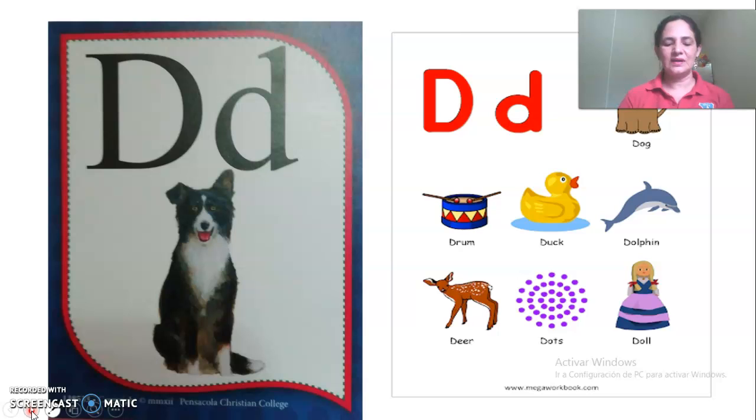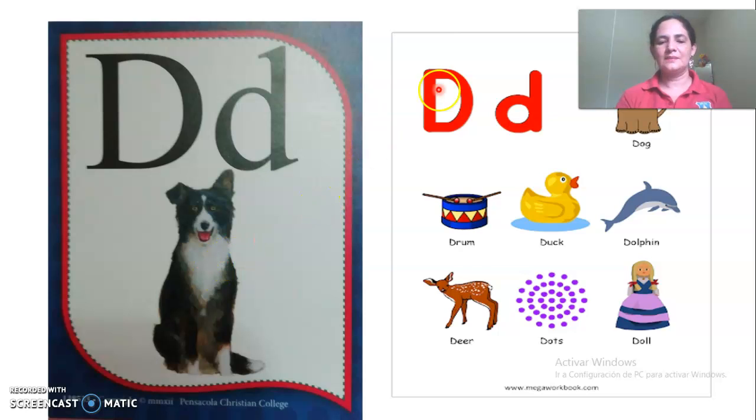We have a new letter. This letter is the letter D, like in Doris, my name. D, D, D is the sound. Listen. D, Doris. Dog. The letter D has a sound, and the sound is d, d, d. Okay, this is the capital D, and this is the little d, okay? Little d. This is a dog, dog.